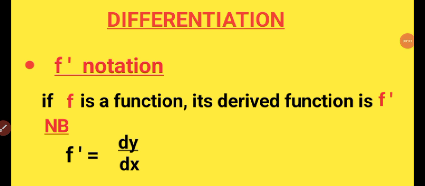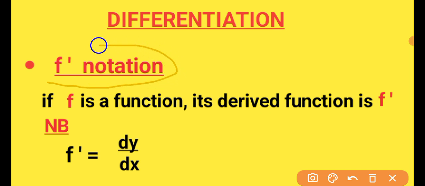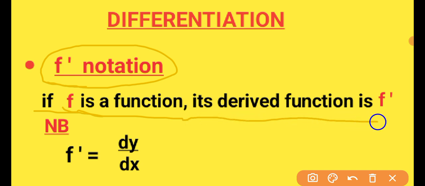Well, still under differentiation 1, we're going to look at derivative notation, that is f dash function. So in the statement we know that it is given that if f is a function, then its derivative function is f dash. So there is a hyphen here to show that it is a derivative of that very function.